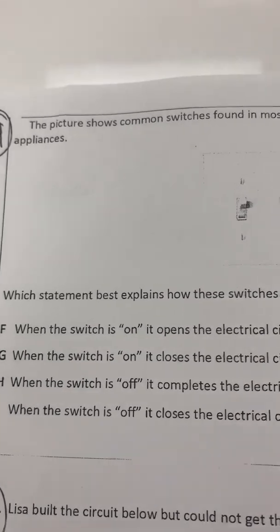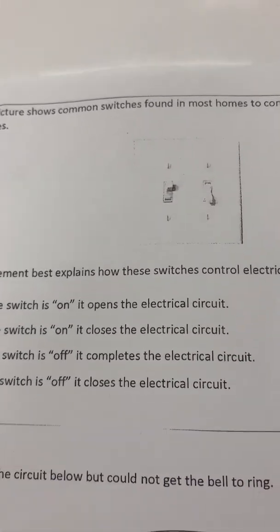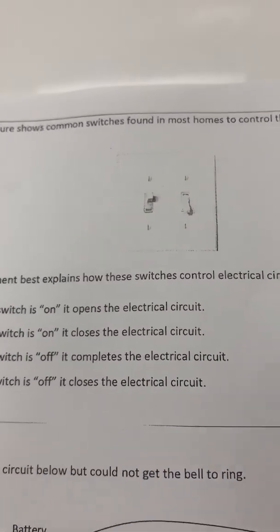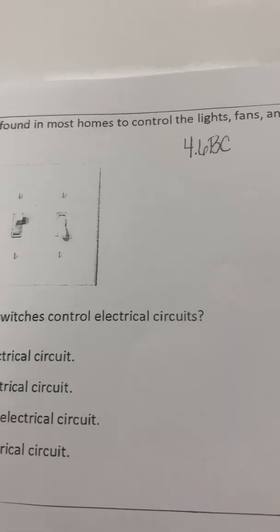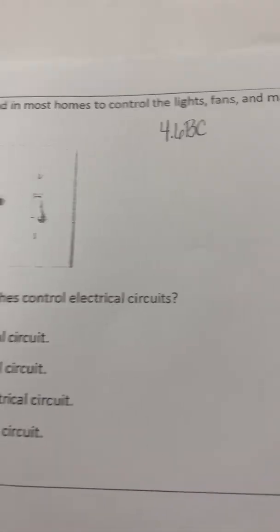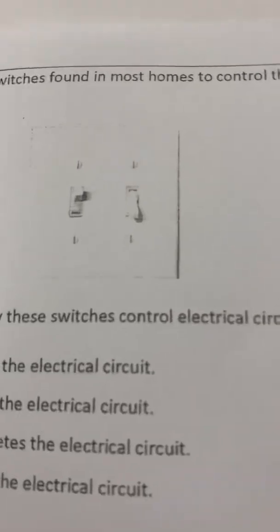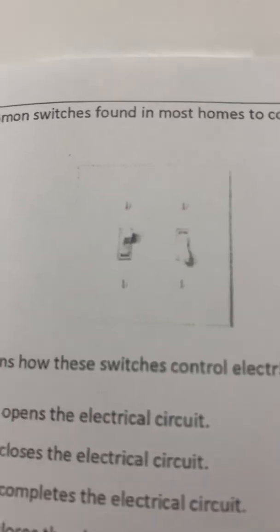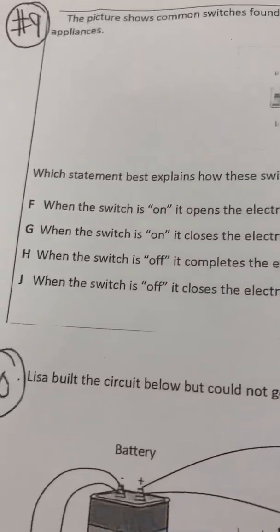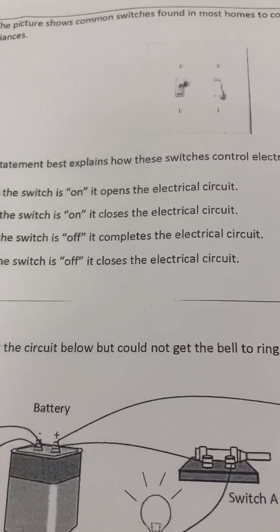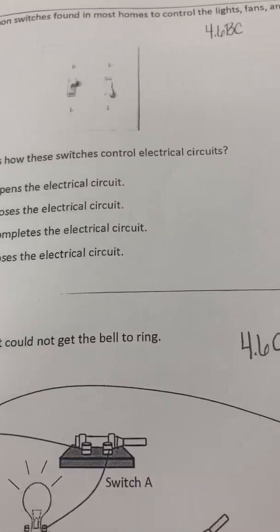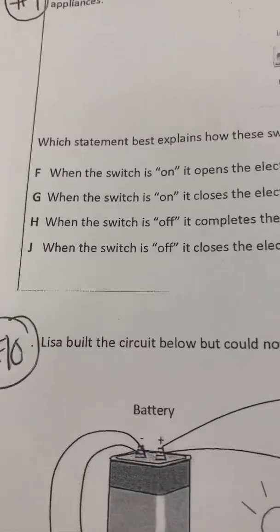All right. Off to number 9. The picture shows common switches found in most homes to control the lights, fans, and many other appliances. So those light switches. It says, which statement best explains how these switches control electrical circuits?